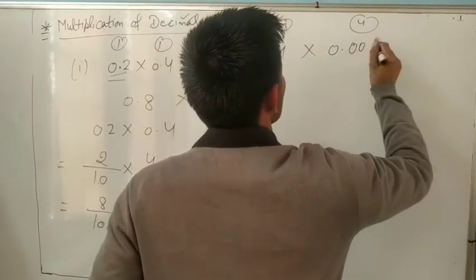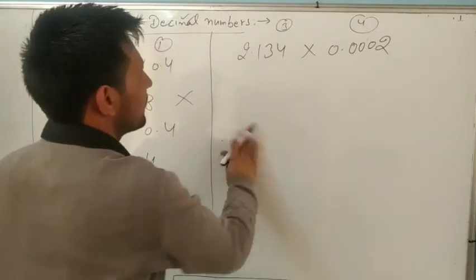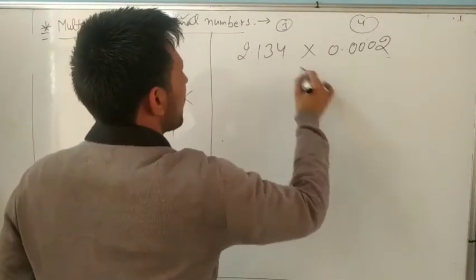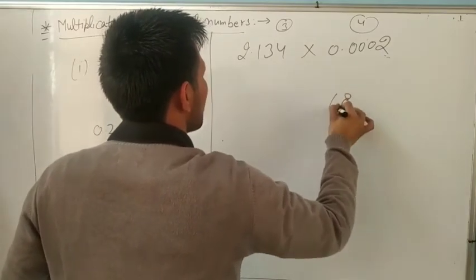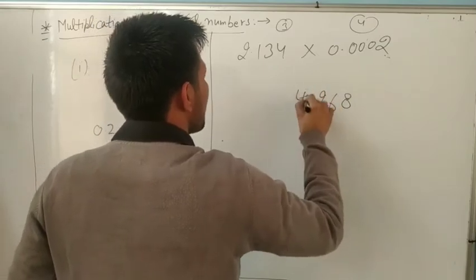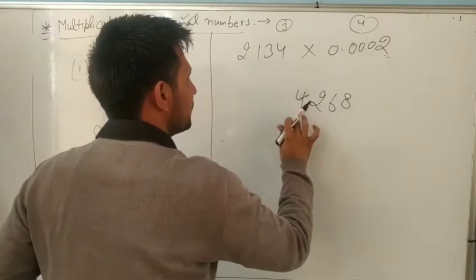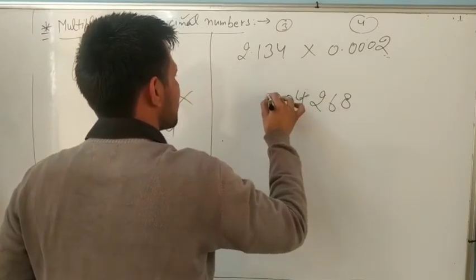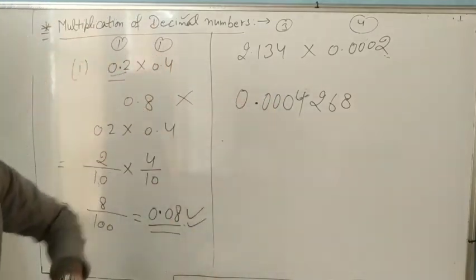It is a very small number, times 2. So you will multiply directly. 2 into 4, 8. 2 into 3, 6. 2 into 2, 4. And how many decimal places? 3 plus 4, 7. 1, 2, 3, 4, 5, 6, 7. And the decimal, now 0. It is your answer.